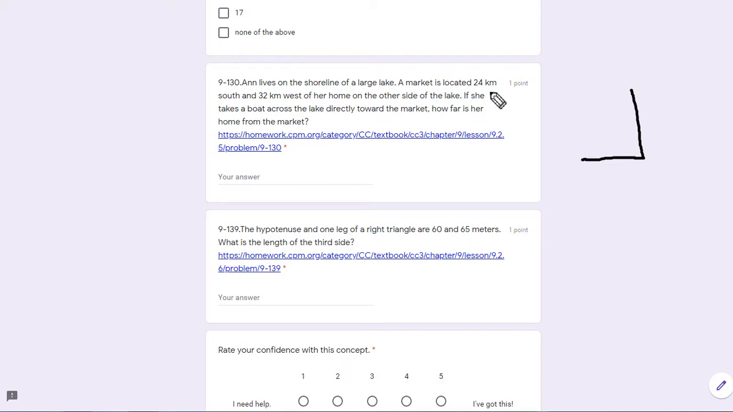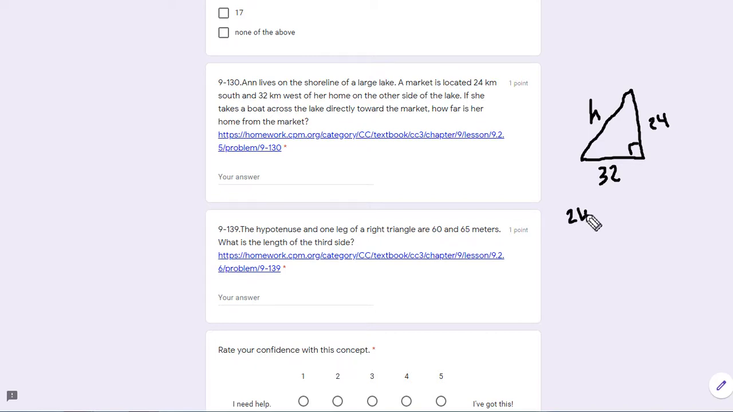Okay, so what I knew was it said 24 kilometers south. So that's south, I went down. So that's 24. And I knew I had to go west. So that was 32. So they've given us the legs. So on this one, we just got to do the math. We need to use the formula. We go ahead and plug it in. We know our legs. This is our missing side, which is our hypotenuse, or c.